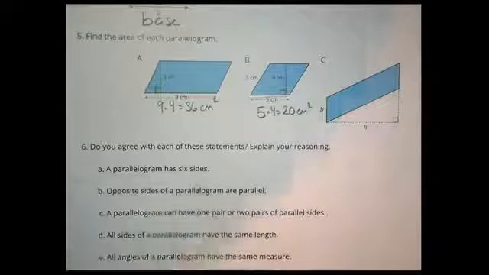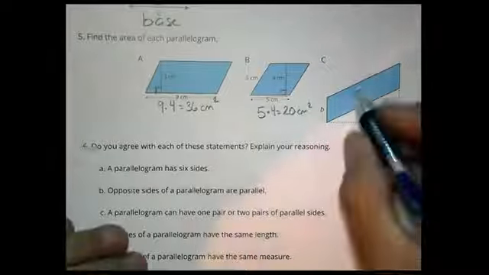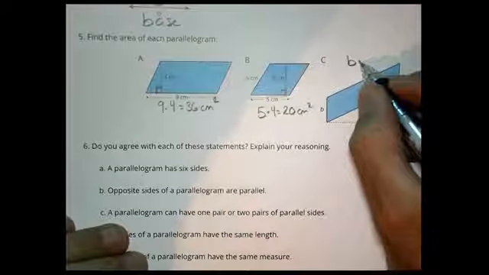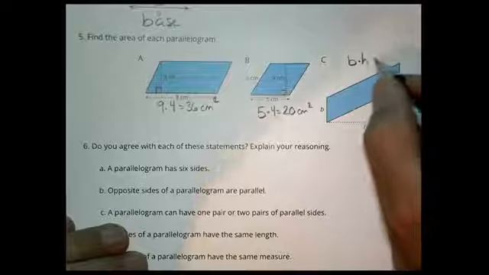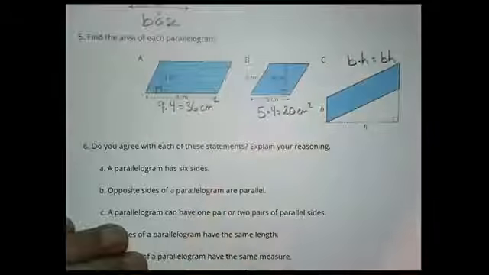And for C, we don't have any numbers, or do we? Oh no! So what do we do? We take the base, which is B, we multiply by H, and we end up with BH. That's our answer there.